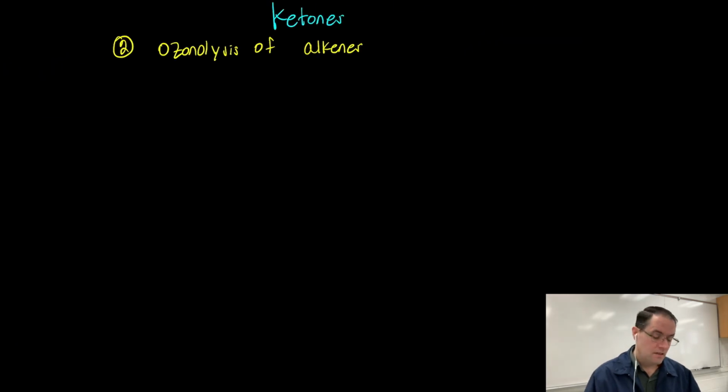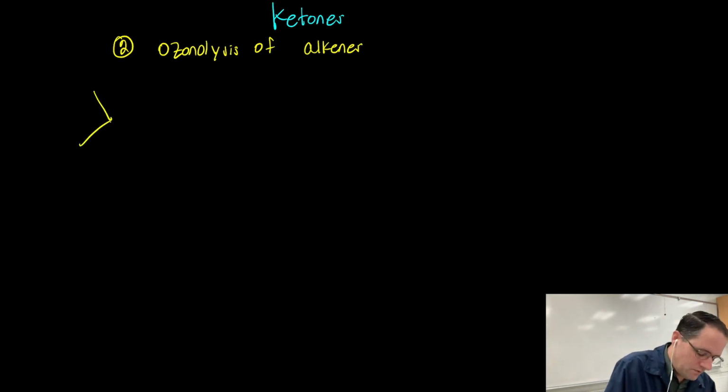Okay. Reaction number 2, ozonolysis of alkenes. We just talked about that. When you ozonolyze an alkene, you form aldehydes. And now I'm saying when you ozonolyze an alkene, you form ketones. So which is it? Let me show you. You form both. It depends on the structure of your alkene.